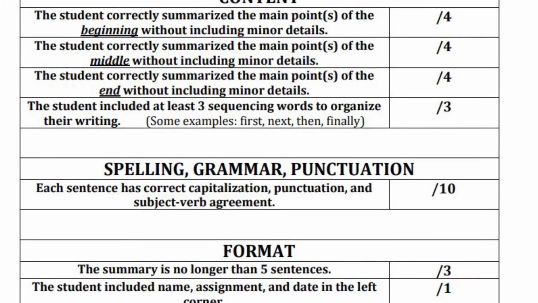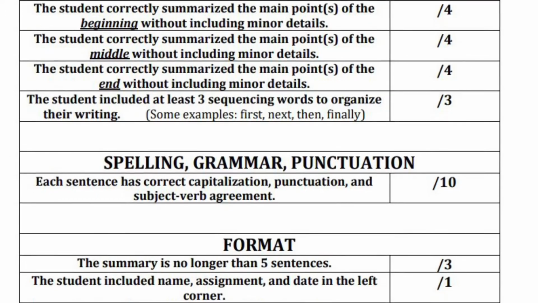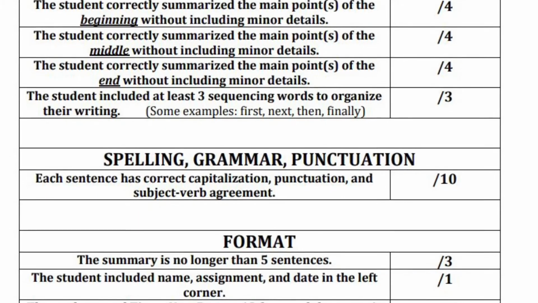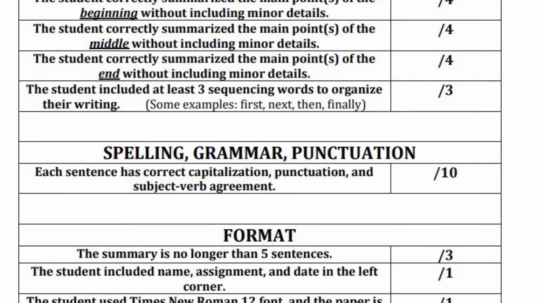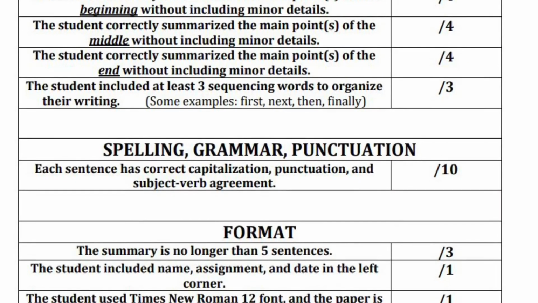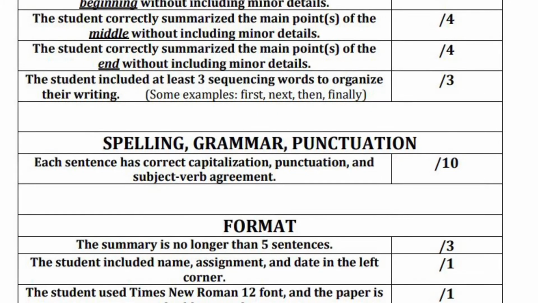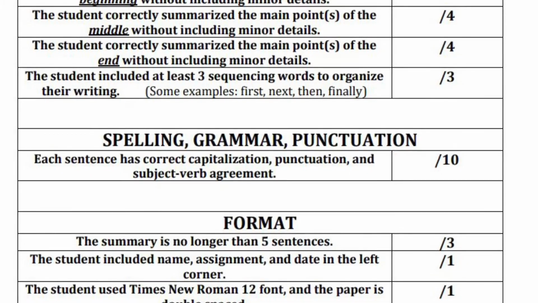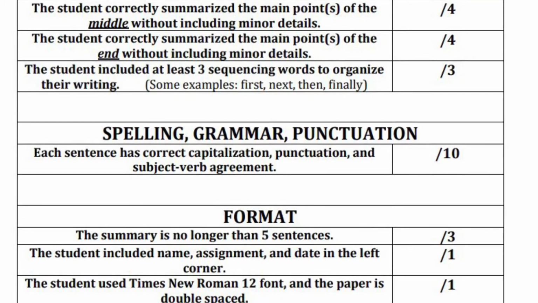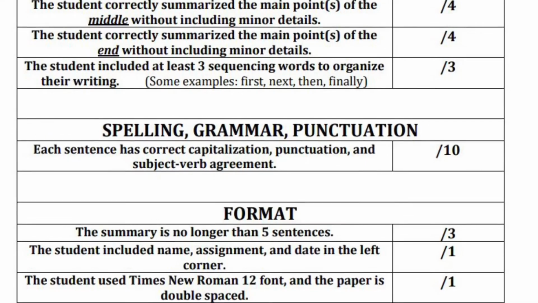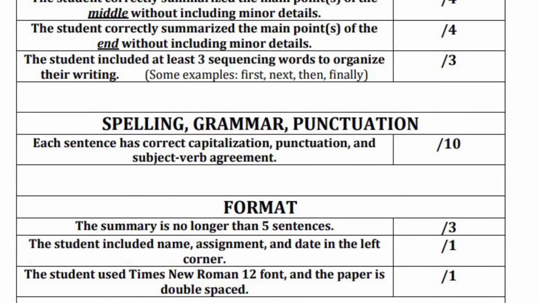Now, you also get graded on those sequencing words. So you have to include at least 3 sequencing words to organize your writing. And again, some of the sequencing words are first, next, then, finally. But you've got to have at least 3 of those. The next thing you're graded on is correct capitalization, punctuation, and subject-verb agreement. Last thing you're going to be graded on is the format.